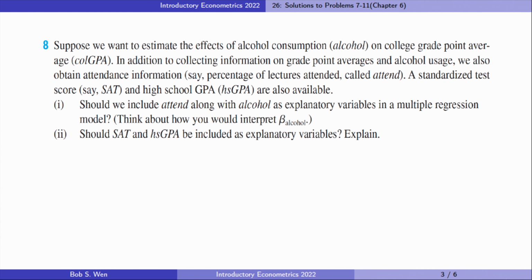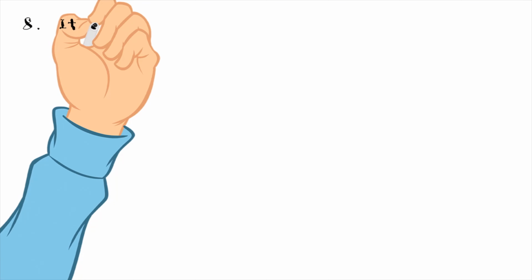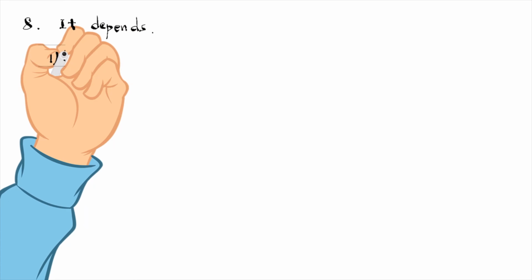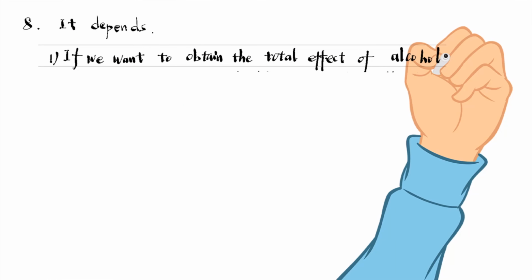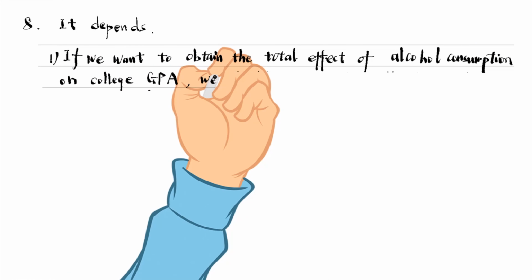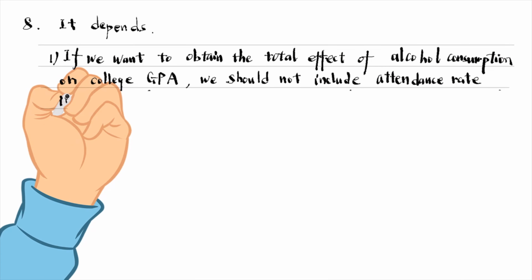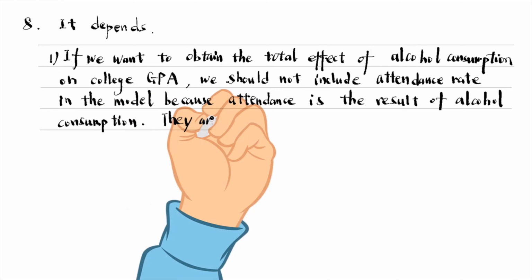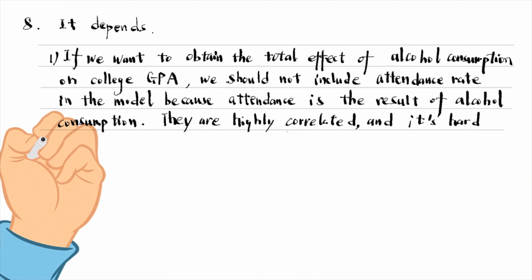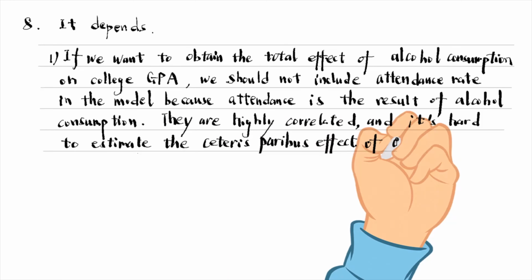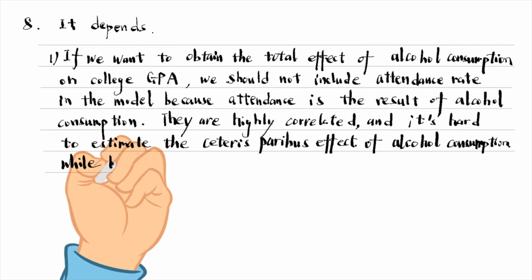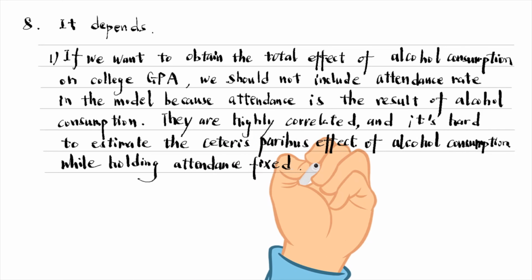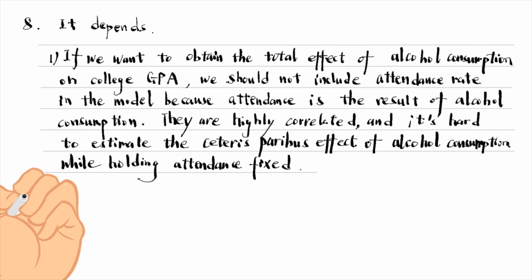For the 8th problem, the answer depends on the purpose of estimation. Usually, we want to obtain the total effect of alcohol consumption on college GPA. We should not include the attendance rate in the model because attendance is very likely the direct result of alcohol consumption. They are highly correlated, and it makes little sense to estimate the ceteris paribus effect of alcohol consumption while holding attendance fixed. This is called the over-controlling problem.